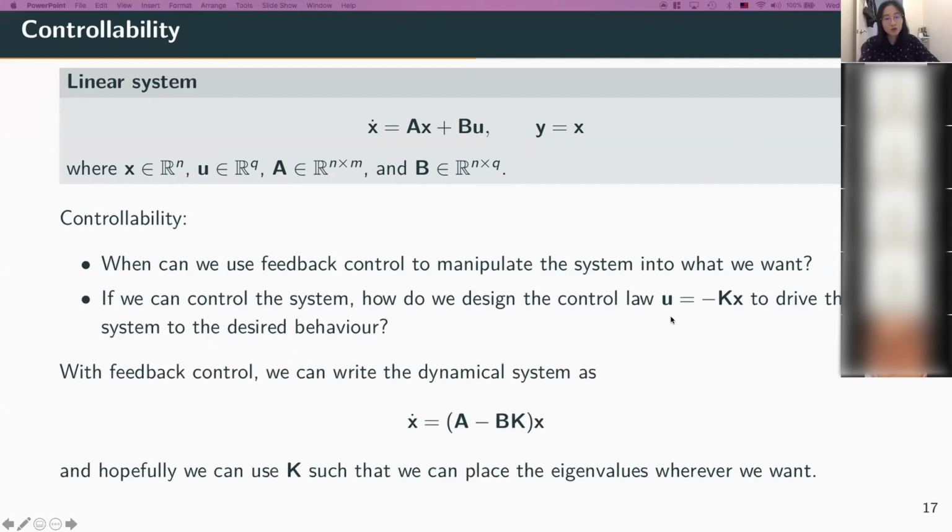With feedback control, we can write the dynamical system as x dot equals A minus BK times x, just plugging u into the system. Hopefully we can choose the gain matrix K such that we can place the eigenvalues wherever we want. Now this thing altogether will be our A matrix, and we want the eigenvalues to have no positive real components.